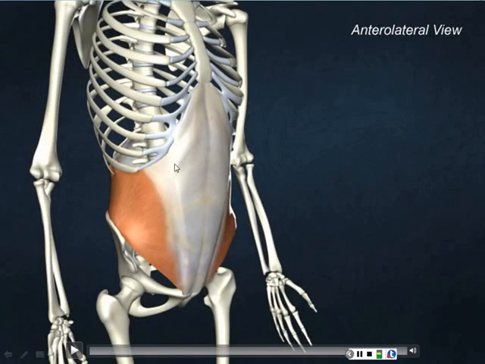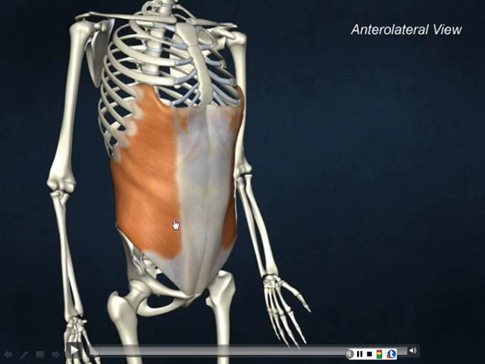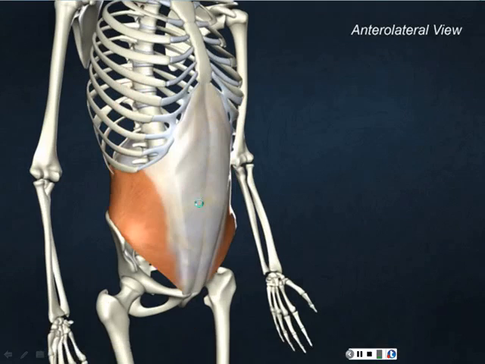Here's the internal oblique, and there again, you can see that here in the center is a wide aponeurosis, but the muscle itself is off to the side, and the fibers point up. So the internal obliques point towards the sternum, and the external obliques point down towards the navel. All right.